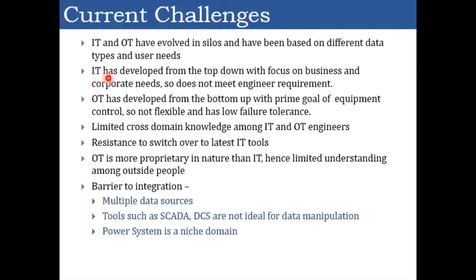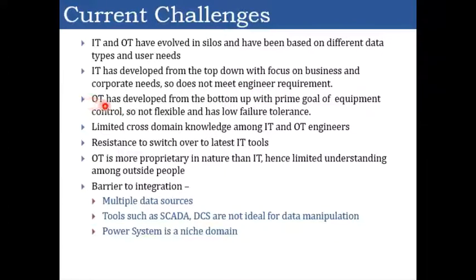Therefore, IT has evolved from top to bottom, meaning the information or requirement comes from the top management and then it is implemented at the bottom level. The focus of this kind of technology is on business and corporate needs. So it does not really meet the requirements of the end engineer who works in the field.